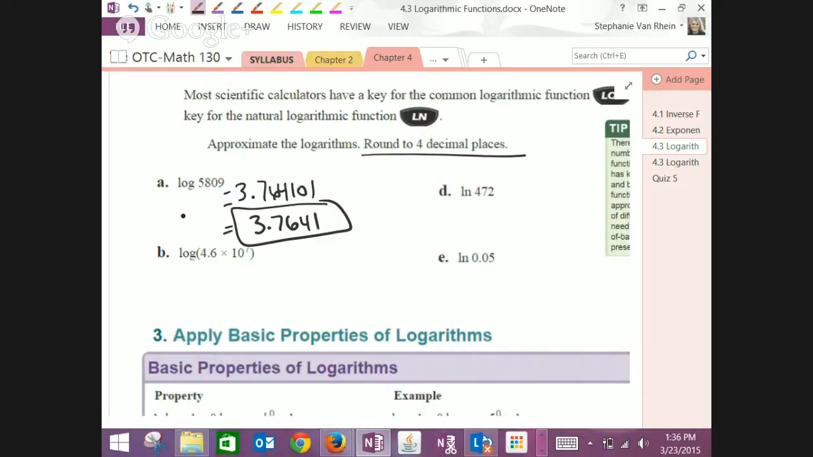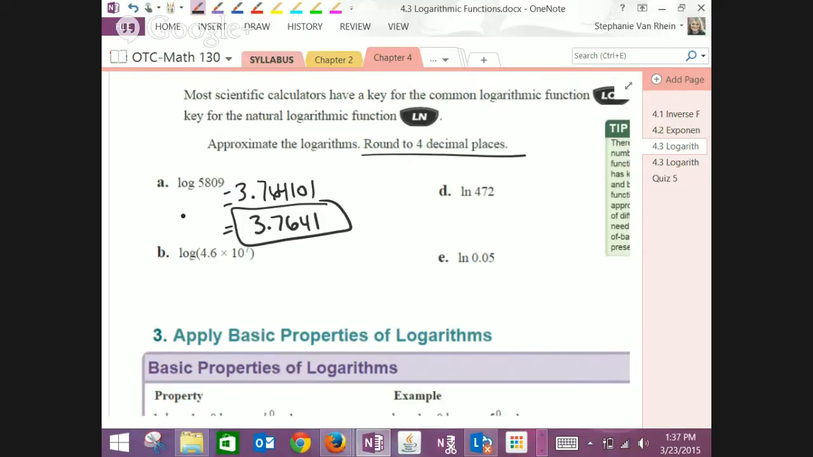Did everyone find their log button? There's a log button, so this is log and this is LN. So you hit log and then type 5,809. And then if you close it out, and then hit enter. You can close the parentheses and hit enter or just hit enter. So that gives you your number.